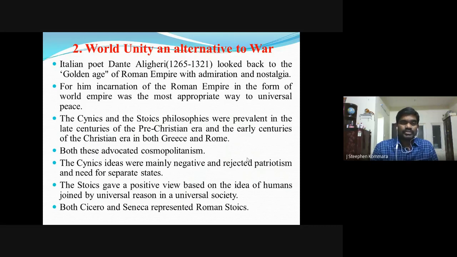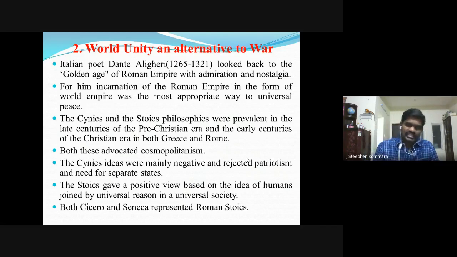The rule of the undivided Roman Empire was a golden age, was the opinion of the Italian poet Dante Alighieri. In his admiration and nostalgia, that is homesickness, for Dante Alighieri the incarnation of the Roman Empire in the form of the old empire was the most appropriate way to establish universal peace. That is the main agenda.